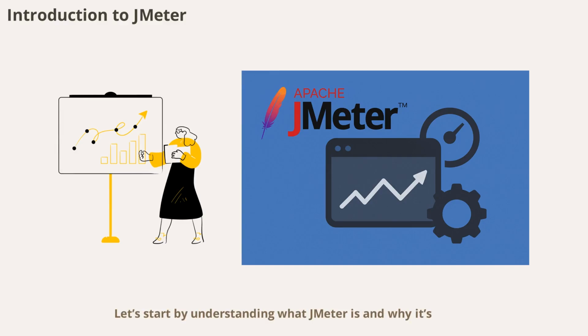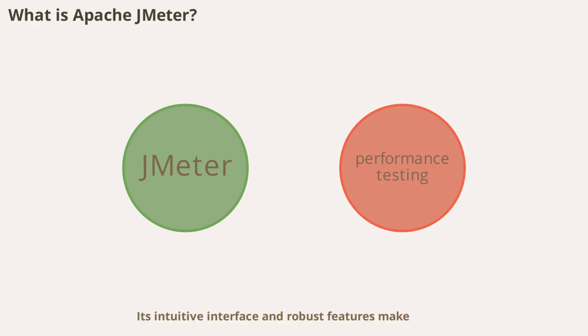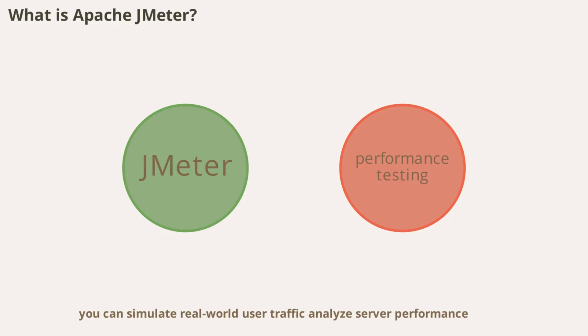Let's start by understanding what JMeter is and why it's such a popular tool in the world of performance testing. Apache JMeter is an open-source tool widely used for performance, load, and stress testing of web applications, APIs, and various services. Its intuitive interface and robust features make it a favorite among testers and developers alike. With JMeter, you can simulate real-world user traffic, analyze server performance, and identify bottlenecks before they impact your users. This flexibility and power have made JMeter a staple in the performance testing toolkit.